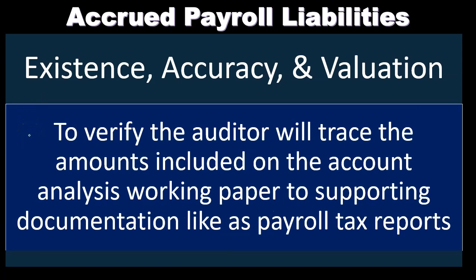And then we have assertions of existence, accuracy, and valuation. To verify, the auditor will trace the amount included on the account analysis working papers to supporting documentation like payroll tax reports. So we're going to agree the amounts on the working papers to the payroll tax reports. And of course, the payroll taxes are something that have been filed, formal documentation. We have payroll tax reports in terms of the things we can verify. We have the quarterly reports, typically the 941s. And then we have the yearly report, the 940.